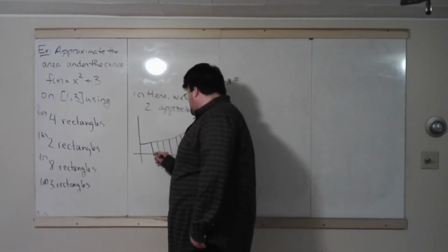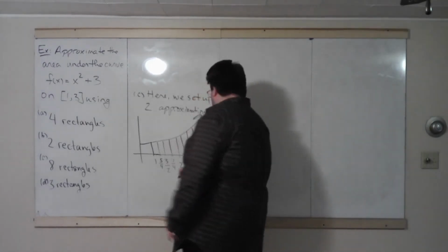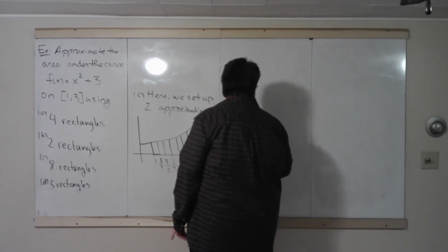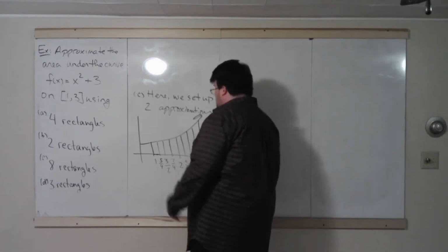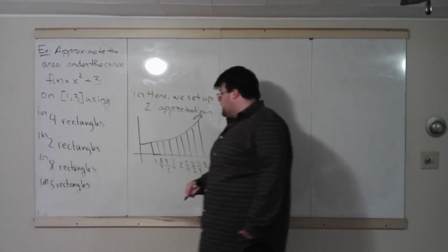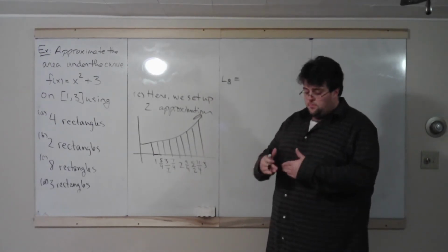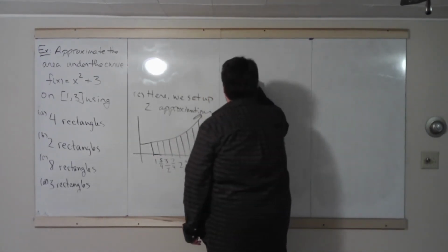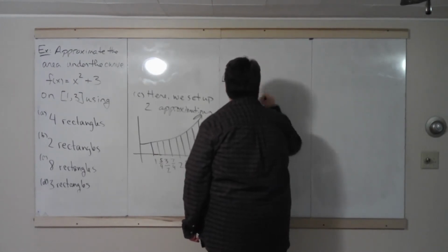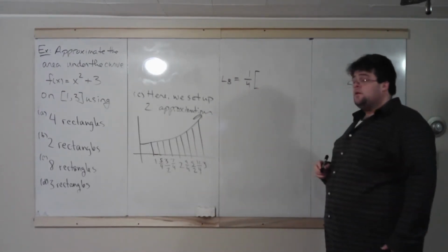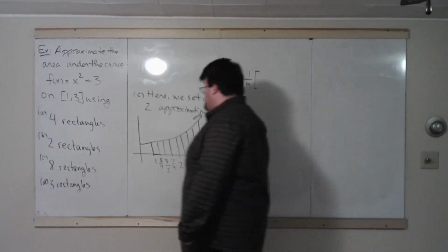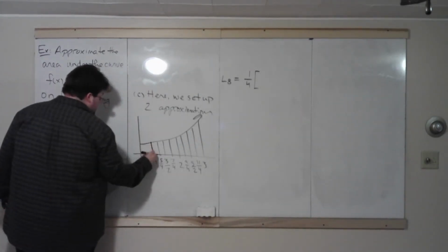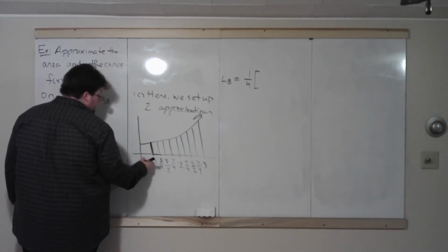What is the length of each rectangle? The length of each rectangle, the bottom piece, is always a quarter. So we have a quarter times what? Well, the height of the first rectangle is given by the left endpoint. So f at 1.